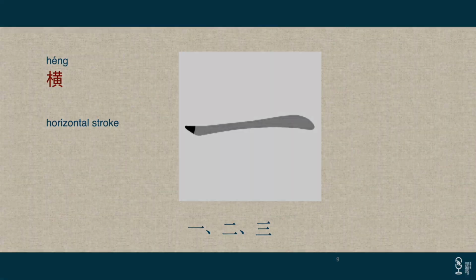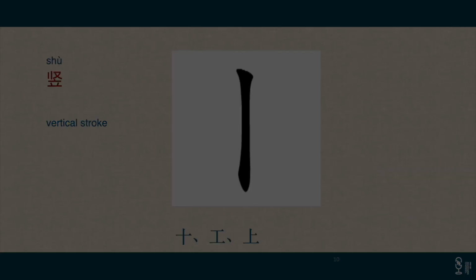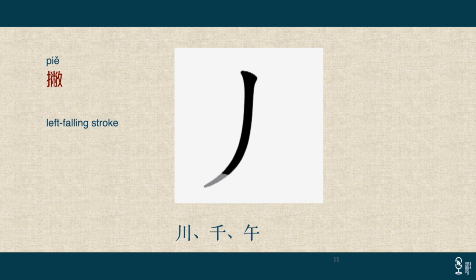And now, let's move to the second one. It's vertical stroke. In Chinese, we say it's 竖. When you write it from top to the bottom. So far, so good? Then, let's move to the next one. In Chinese, we call it 撇. It's the left falling stroke. You can follow the GIF to write it.